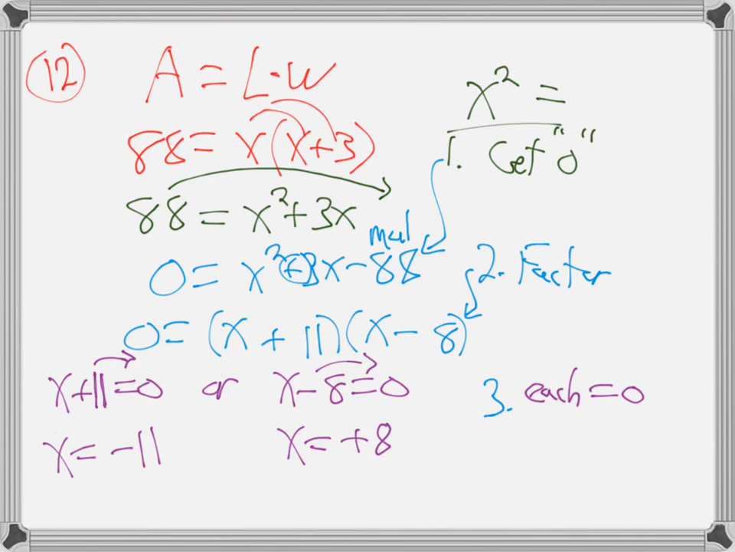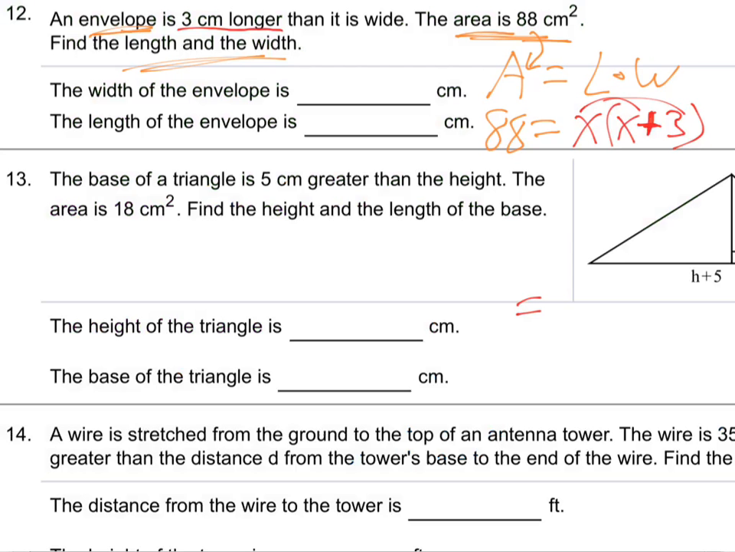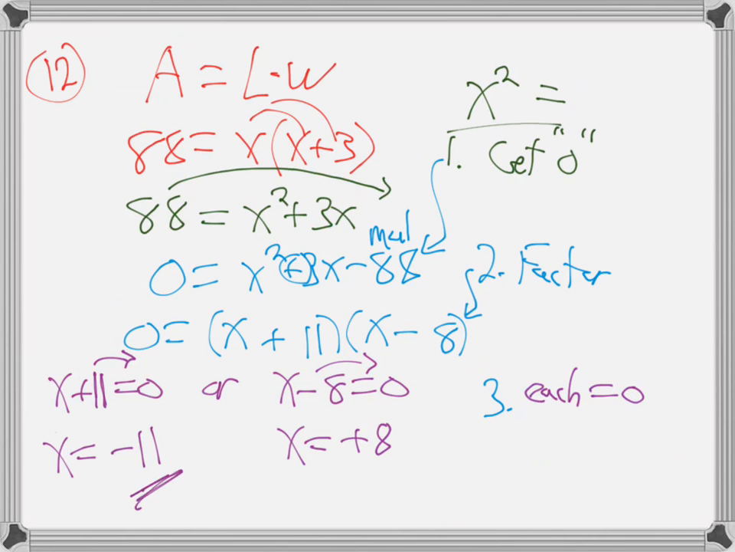Which one's the length and which one's the width? Good question. Which one's which? What did it say? 3 centimeters longer. So which one's bigger, length or width? 3 centimeters longer than it is wide. The length is bigger, right? The length is 3 bigger. You with me on those words? Length is 3 more. So the length must be the 11. This must be the width. This must be the length.